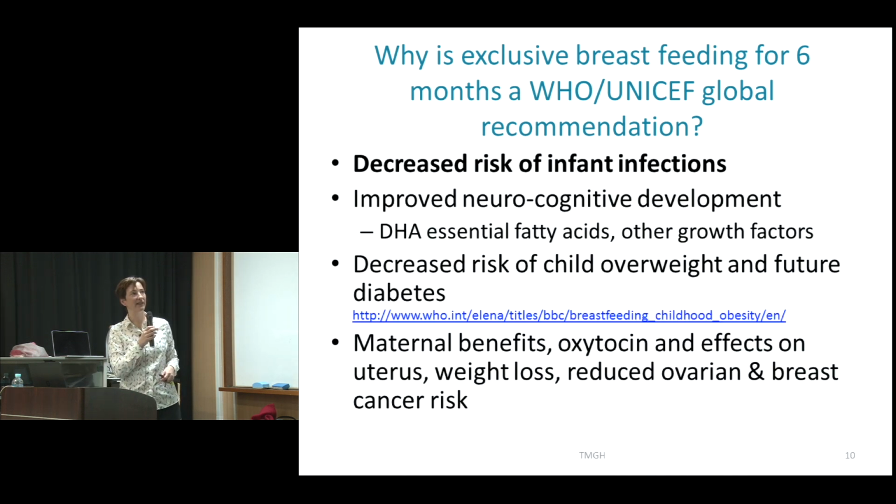And then some other benefits. Improved neurocognitive development. So again, as we said, breast milk contains everything that the child needs, and that includes essential fatty acids. So we know that DHA, docosahexaenoic acid, is essential for building the neurons, particularly in the brain, that are rapidly increasing at that age up to 2 years of age. And various other growth factors.